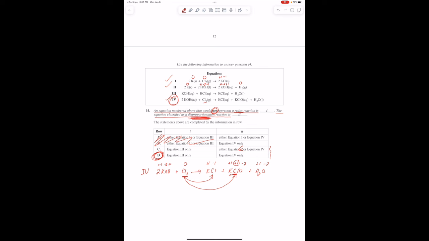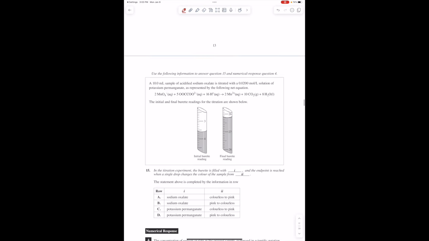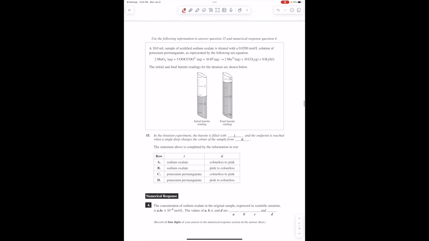Okay, that's a little bit of work. Don't like those slow ones. Okay. Oh, a titration. Lovely. Oh, it's going to be a lot of work here, isn't it? Do we got time before the bell rings?